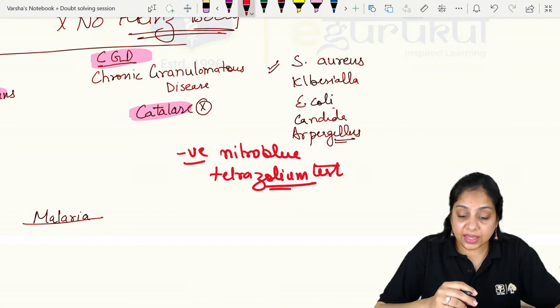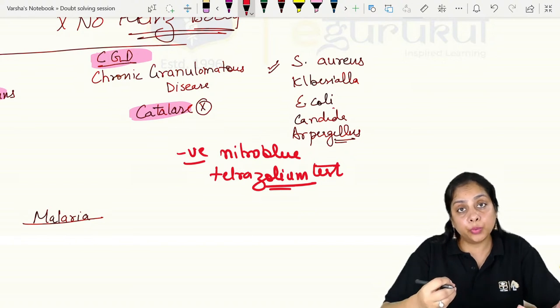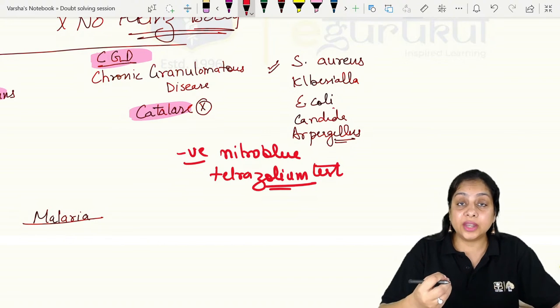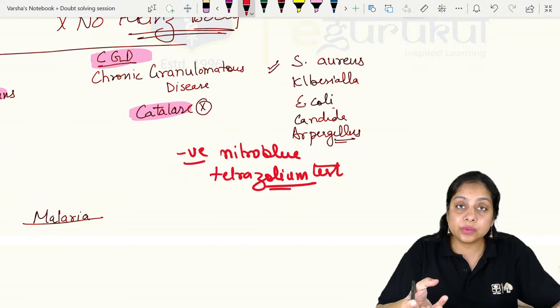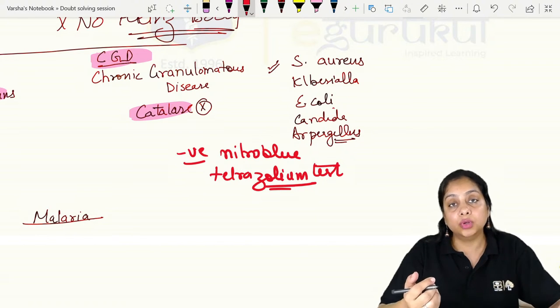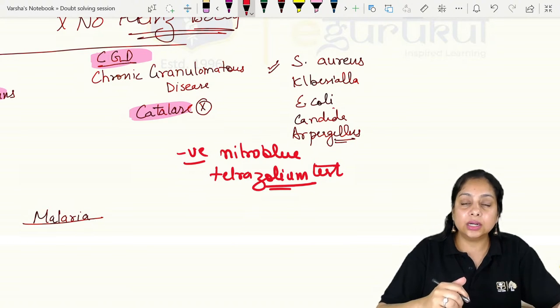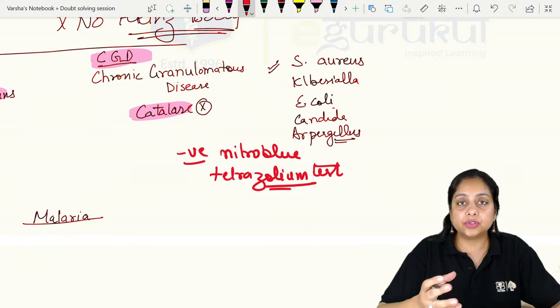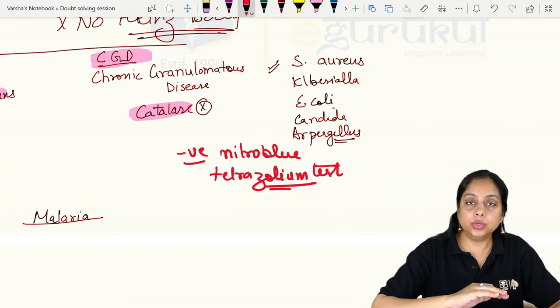Okay, Satyajit Walia is asking what is meant by conjugated bilirubin, when bilirubin is combined with UDP glucuronate. Conjugated means coupled. When bilirubin couples with the UDP glucuronide, either one or two, then it is conjugated bilirubin. Okay, got my point? It is like making a couple.